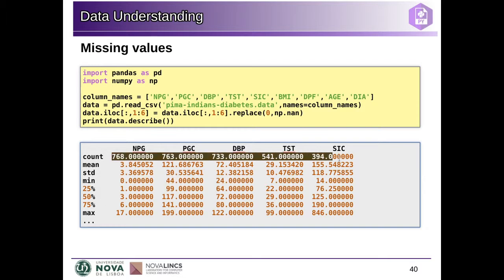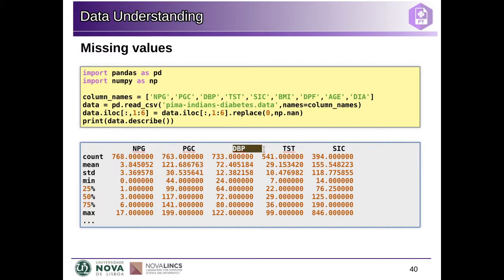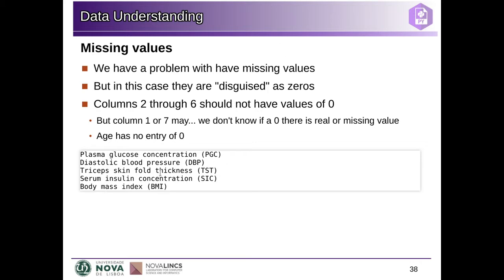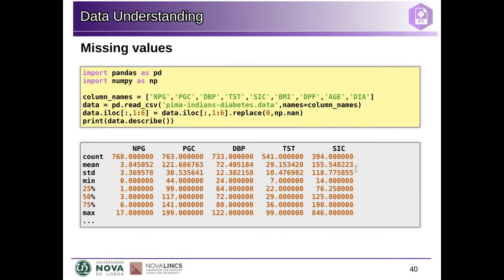And now we can see here in the count that we lost quite a few values. For example, for blood pressure, we came down from 768 to 733. So there were quite a few women for which blood pressure was not measured. And then there are these other indicators, which I don't remember what they are. So this serum insulin concentration, for example, you have here that about half of them don't have serum insulin concentration measurement. So we don't have those values in our data. So this is what happened when we replaced the 0 with not a number.